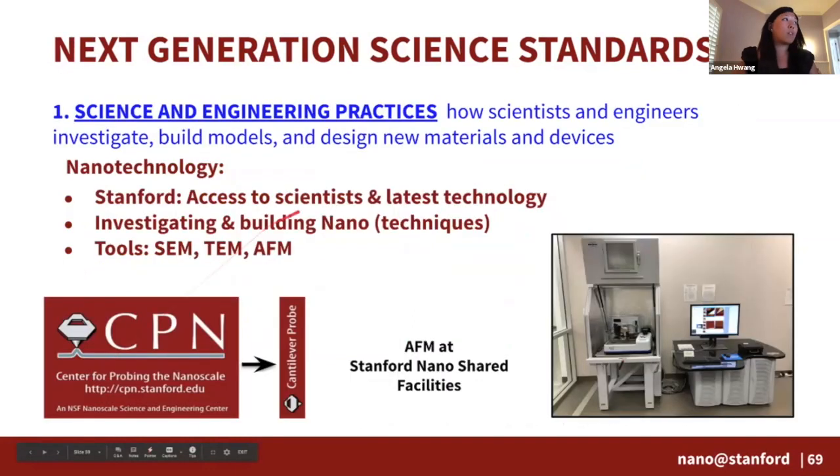Okay. So, right, there are big sections of NGSS where we have the science and engineering practices, how scientists and engineers investigate, build models, and design new materials and devices. We already did a lot of that today, right? The self assembly, that's how some scientists manipulate different types of matter in order to create new nanomaterials to design their experiments, right? And nanotechnology, obviously, is a really good part.